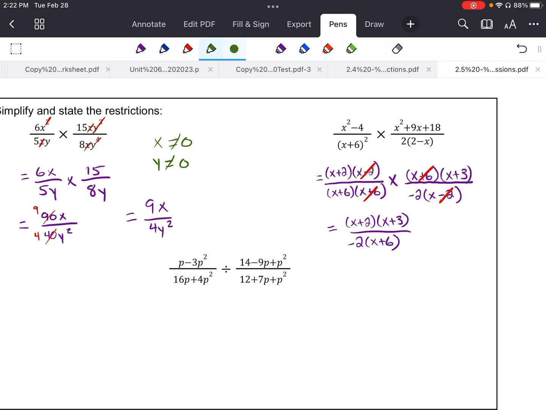If we look up to our second step, we know that this x value is negative 6. This one is positive 2. So therefore, x cannot equal negative 6 or positive 2.